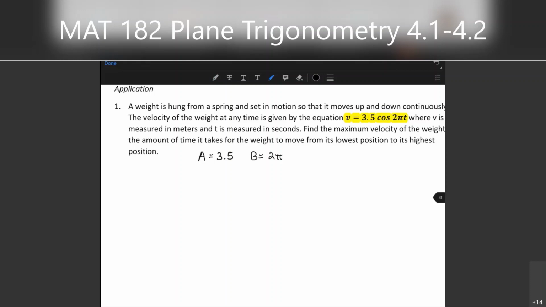So notice if we consider turning that into a period calculation, period again is 2 pi divided by the absolute value b. In this case, they happen to be the same. So this would be 2 pi over 2 pi, or just 1. So this means that the period of this weight is going to be 1 second. That's what my input is measured in. So that period is 1 second.